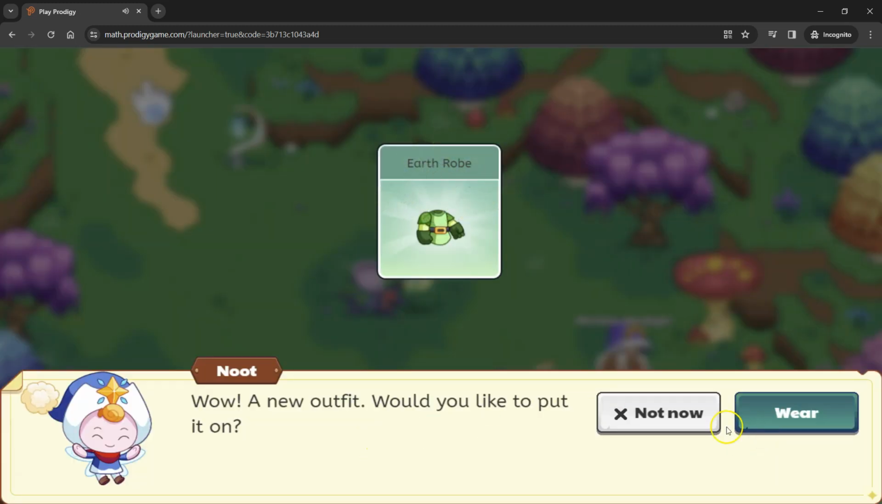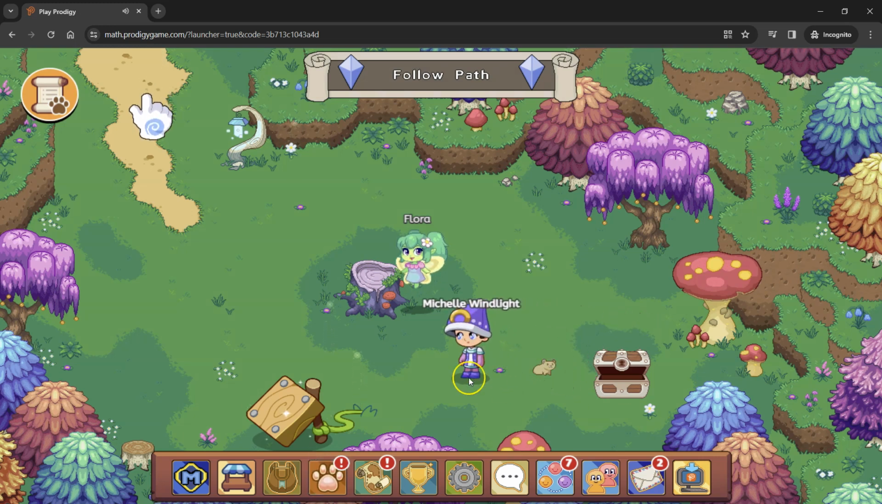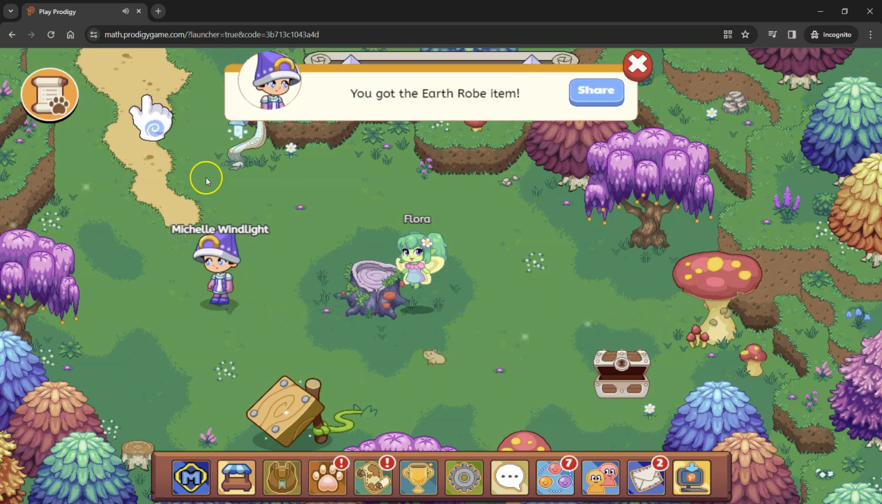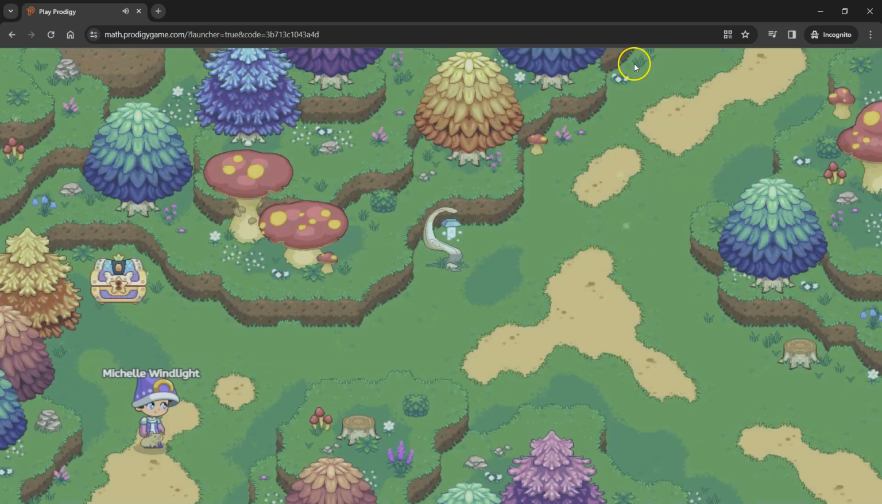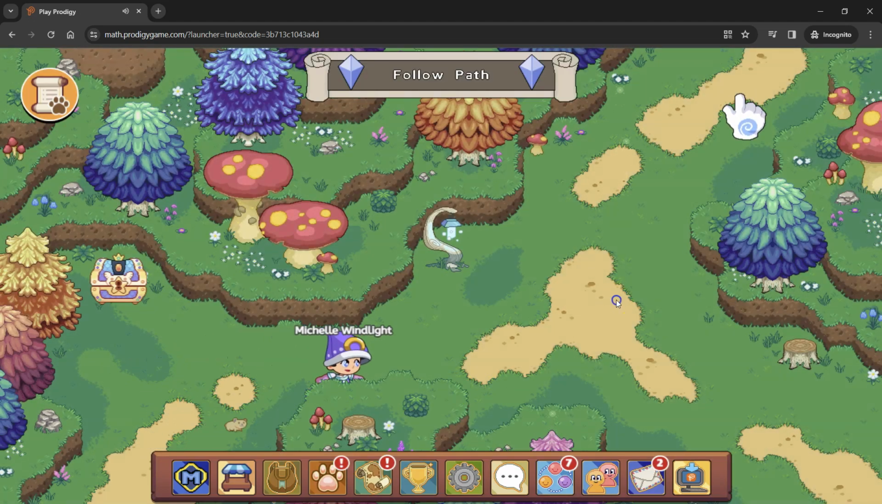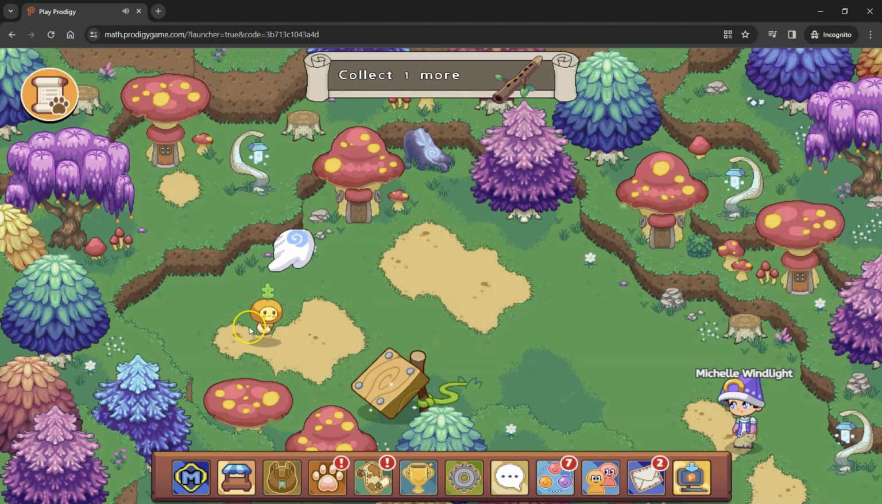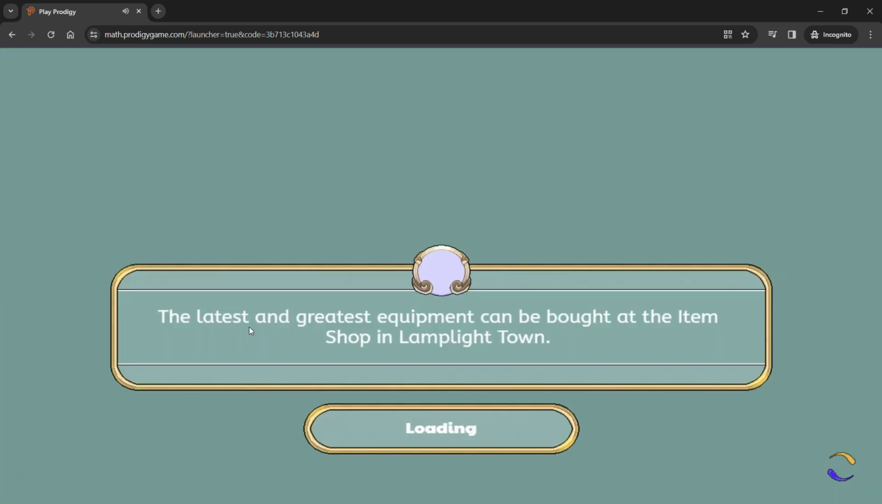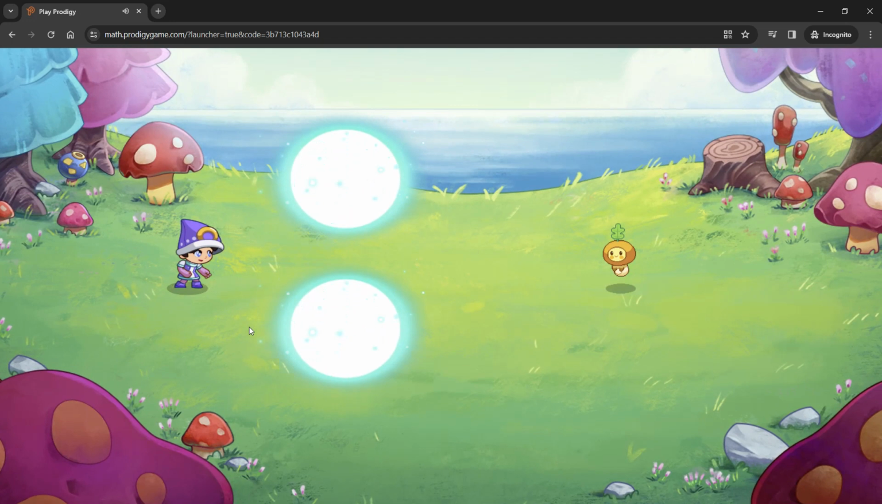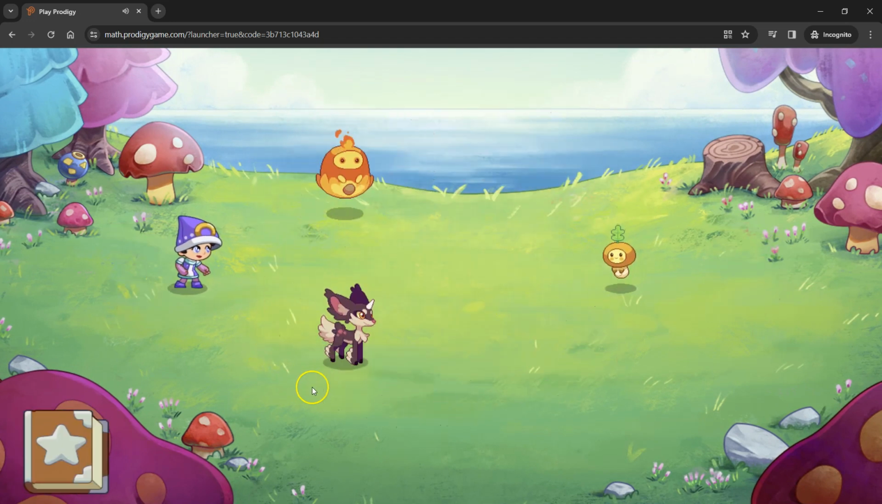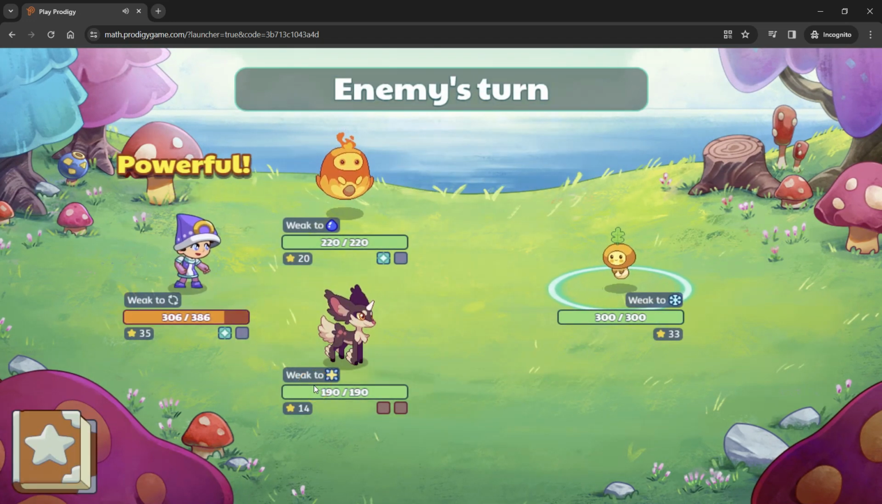Ooh, an earth robe. Not now, but we will hold it. Now I'm mad. I got an earth robe. Let's go find that monster and bring back my flute. Alright, let's go see where this guy is who took our fixed flute, making my life difficult. It could be anywhere. Alright, we're coming after that. Whoa.